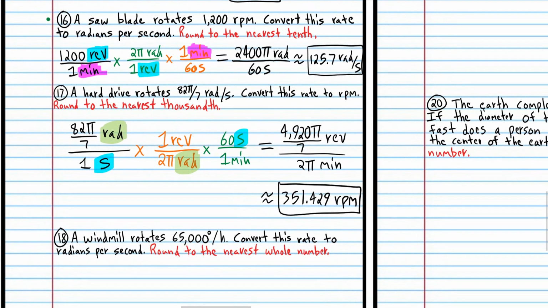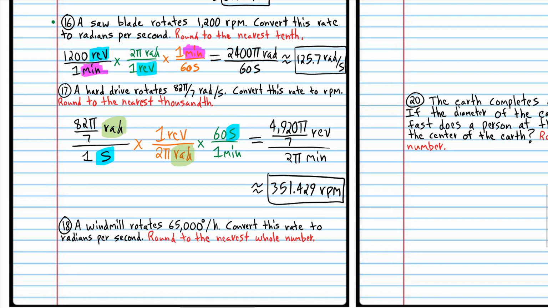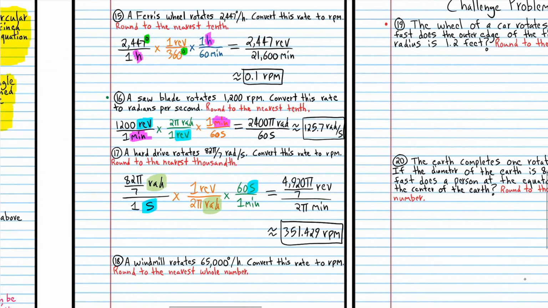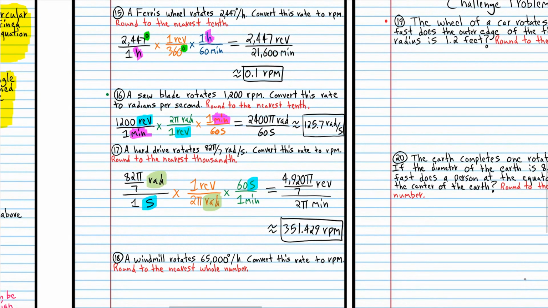If you're having a little trouble with this factor label method, that's okay. Every student has trouble with this when they first learn it. But you're starting to get the hang of it. All we have to do is more problems. Try number 18. You can use number 15 to help you. Start with 65,000 degrees per hour and convert to revolutions per minute. Try 18. When you come back, we'll do it together.